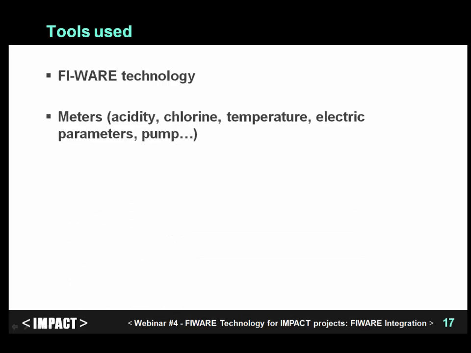What are the tools used by a smart fountain project? Well, of course, the FIWARE technology. This is why it's a use case. Then they use different sets of meters. For example, they have sensors and meters for acidity, for chlorine, for temperature, for some electric parameters, for pump. These are all Internet of Things connected hardware that the company uses to measure the events on the fountains and to be able to act upon them using the software.